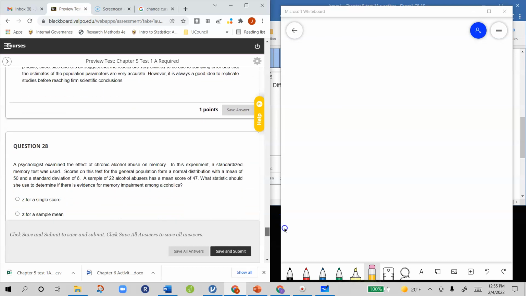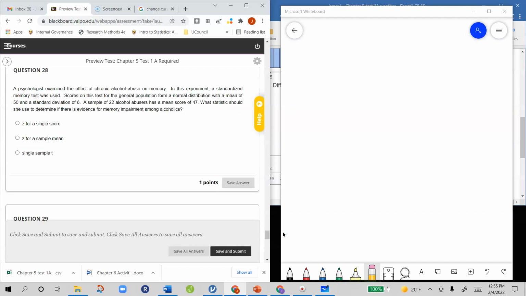All right, so moving down now to 28, we're looking at picking the right statistic. So we have three options right now. We have Z for a single score, Z for a sample mean, and the single sample T. All right, so here we have a psychologist examining the effect of chronic alcohol abuse on memory. In this experiment, a standardized memory test was used. Scores on the test in the general population form a normal distribution with a mean of 50 and a standard deviation of 6. We have a sample of 22 alcohol abusers, and they have a mean score of 47. So we want to compare our sample mean of 47 to a population mean of 50.